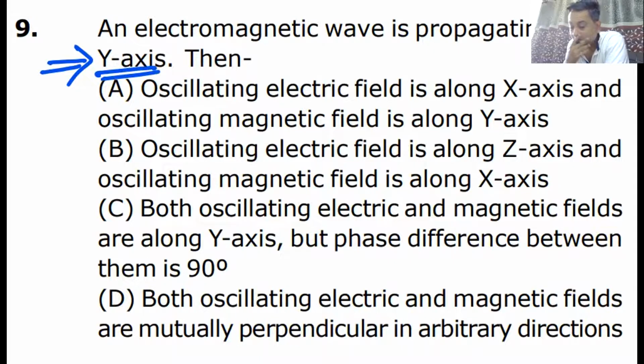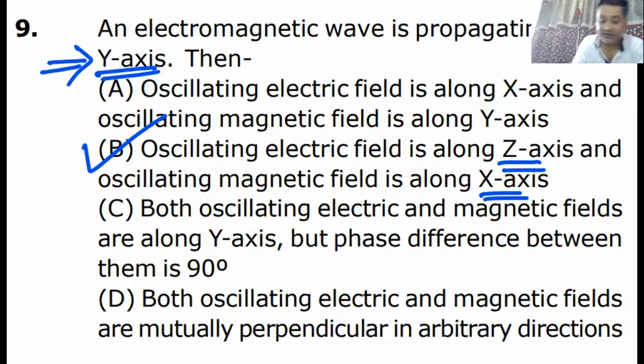Wave is propagating along y-axis. Where will be our electric and magnetic fields? Think harder. You can do it. Which one? C, sir. The electric and magnetic field will be along x and z axis. So the correct answer, yes, my dear friend, has to be B. Do we understand this? Yes or no? Yes, sir.